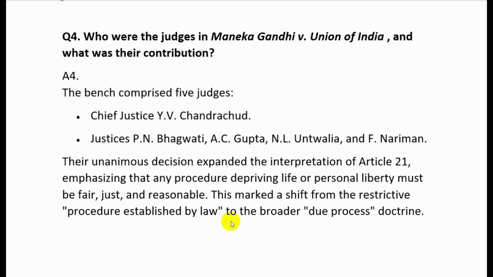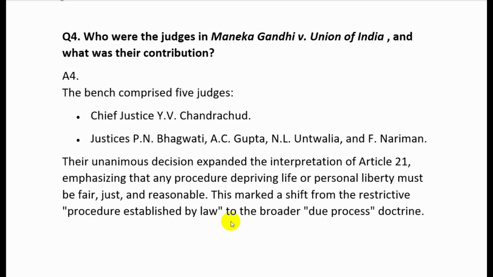doctrine, which means, I've already explained this in the earlier video, here I'll explain again the distinction between procedure established by law and due process of law. So what is procedure established by law? These are the rules and procedure which are in the acts or in the law passed by the legislature. Now, the due process doctrine, which was followed in the US, through this landmark case of Maneka Gandhi versus Union of India, was established to be followed in India also.